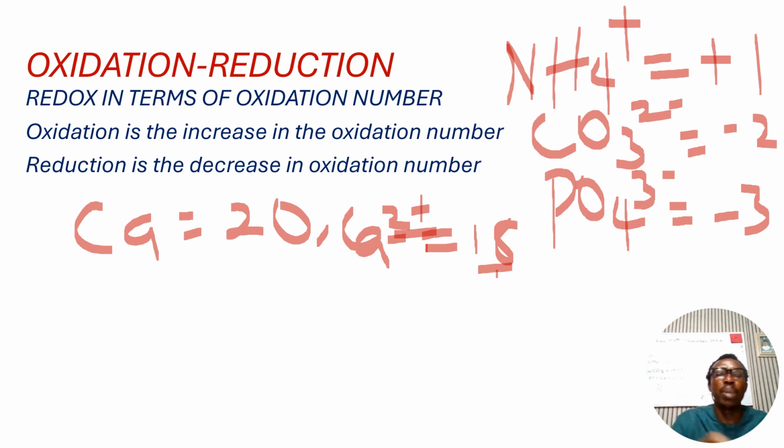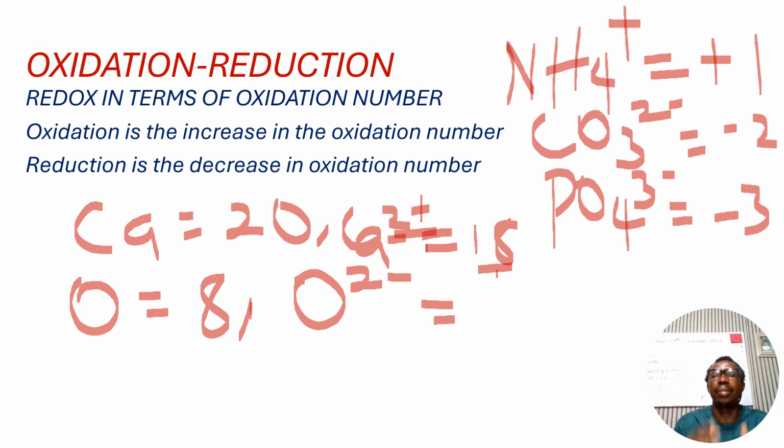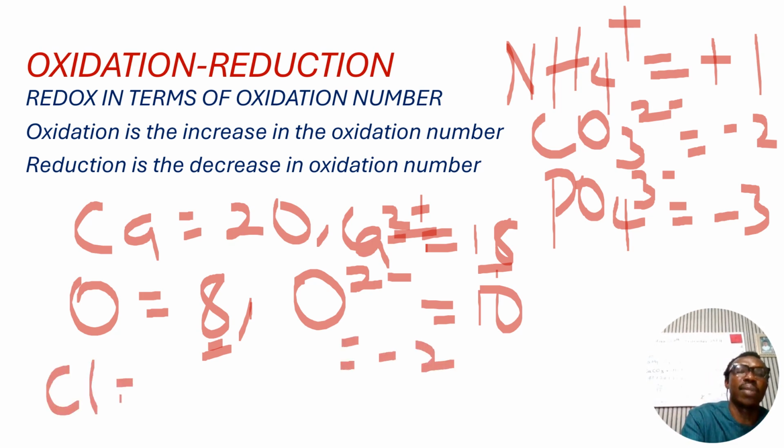Let's take, for example, a non-metal, oxygen. Oxygen is 8. So oxygen has 6 electrons in the outermost shell, so it needs 2 electrons to complete its octet state. So non-metals ionize by gaining electrons. When the oxygen gains 2 electrons, you have O2 minus. So the number of electrons now is equal to 10. It has attained the nearest noble gas configuration. So the oxidation number of oxygen is equal to -2.